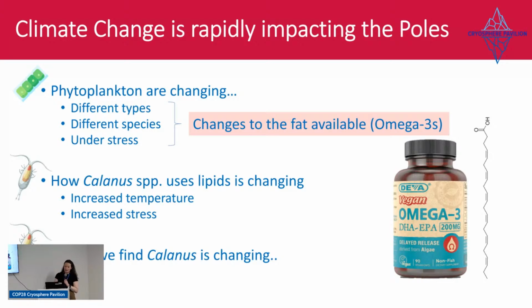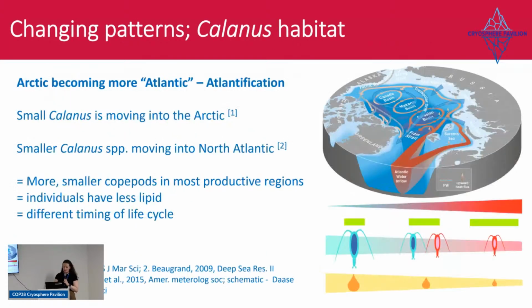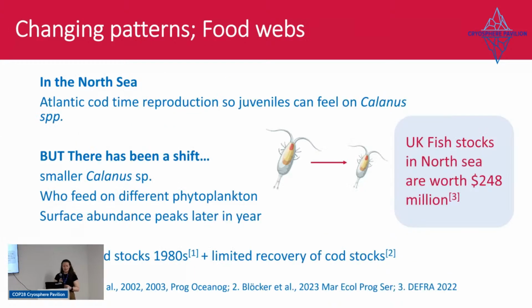And also where we're finding calanus is changing. So as the Arctic is becoming warmer, it's becoming more Atlantic. And with that Atlantic-type water brings more Atlantic-type species. So we're seeing that smaller calanus that we would find in the Atlantic moving further up into the Arctic. So the Arctic is getting less lipid-rich. And so you get more of these smaller copepods moving through, and those individuals have less lipid themselves, and they also have a slightly different life cycle. And this can disrupt food webs.